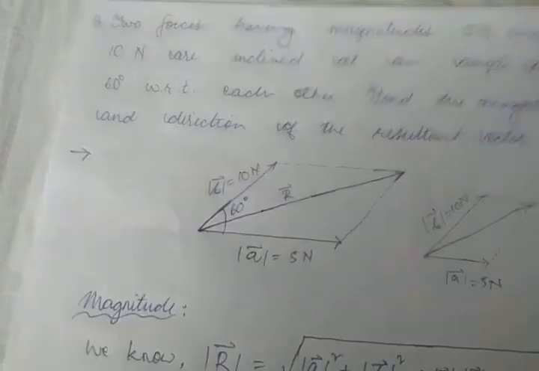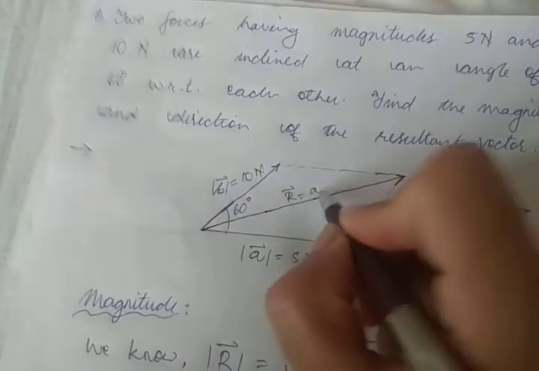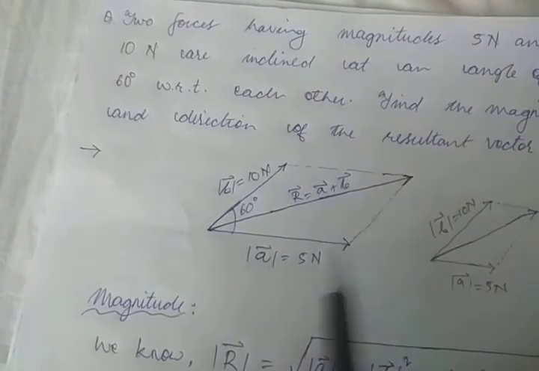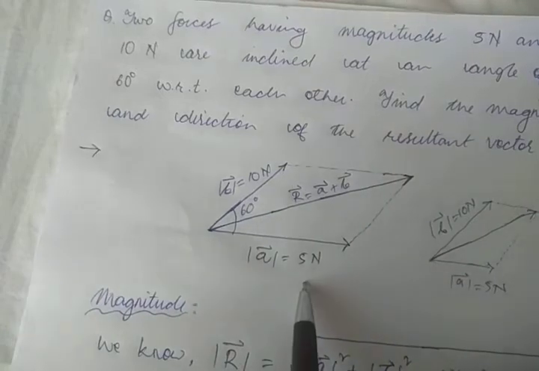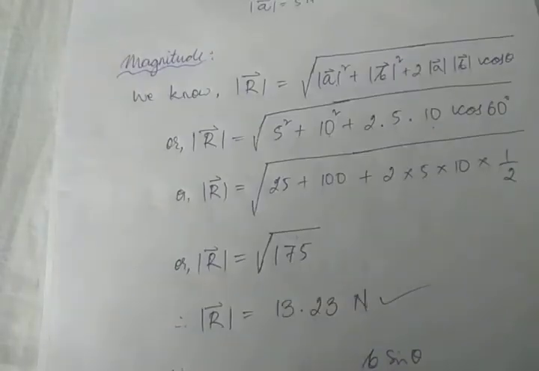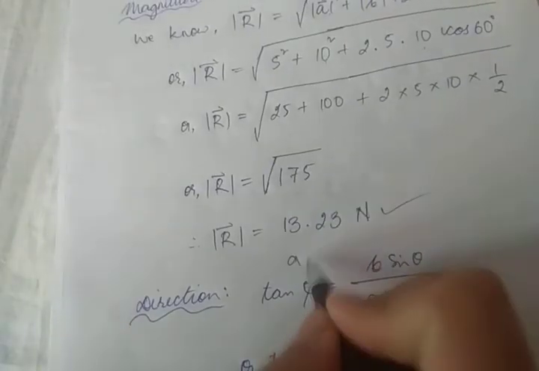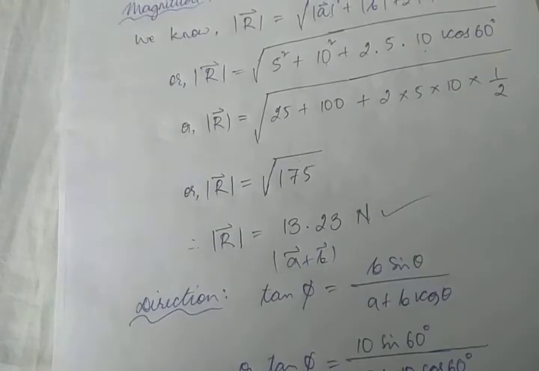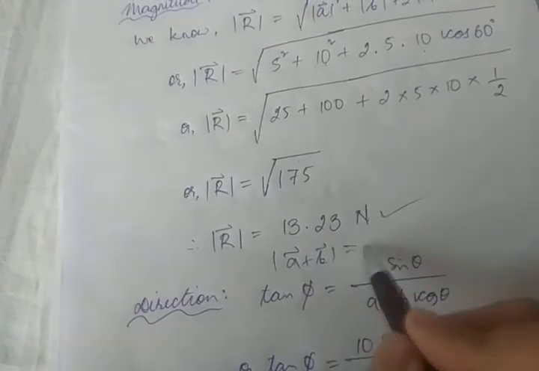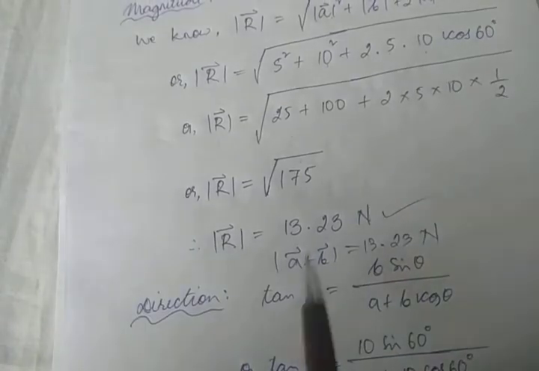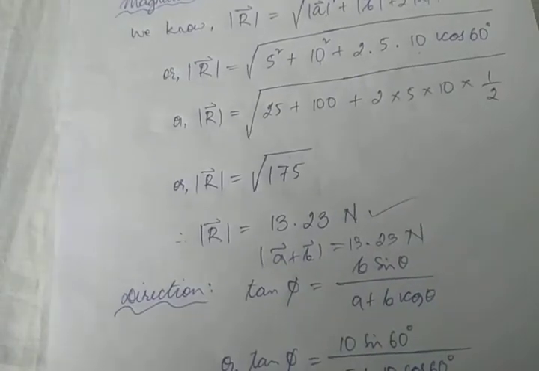Although I write vector A plus B over here, this does not mean the resultant is 10 plus 5. This is only the notation for the resultant vector. So the modulus of vector A plus B, which is a new vector, is 13.23 Newton. So the magnitude of vector A plus B is 13.23 Newton. This is the resultant, remember.